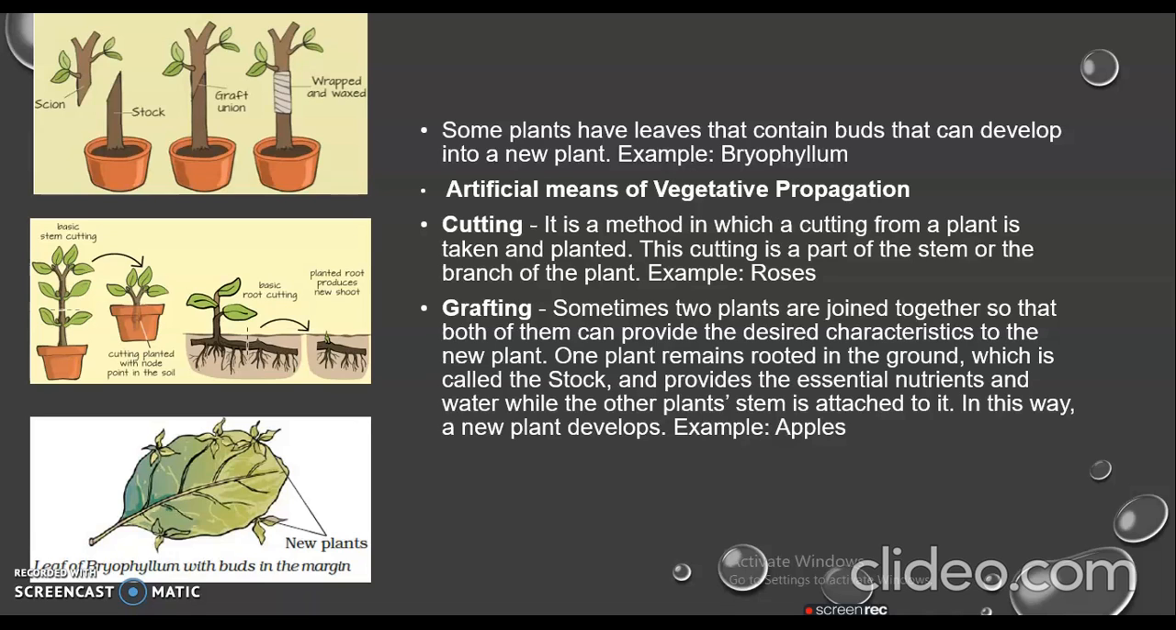Now grafting. Sometimes two plants are joined together so that both of them can provide the desired characteristics to the new plant. One plant remains rooted in the ground, which is known as the stock, and it provides the essential nutrients and water while the other plant's stem is attached to it. In this way, a new plant is developed. Example, apples, and you can see in the first picture how it is done.